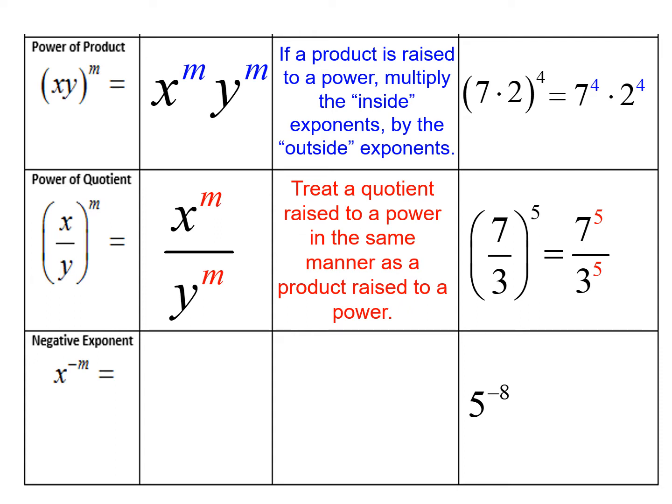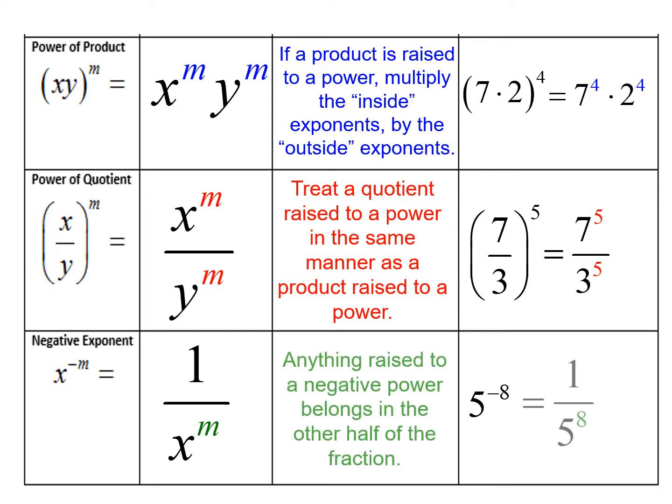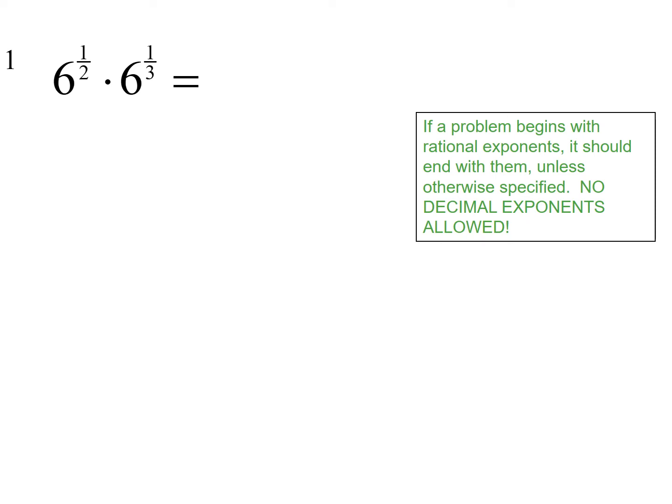Also, we are reviewing negative exponents. You can't have a negative exponent, so you're going to have to rewrite it as its reciprocal. So x to the negative m is 1 over x to the m. 5 to the negative 8 is 1 over 5 to the 8th. All right, so let's go ahead and get started.